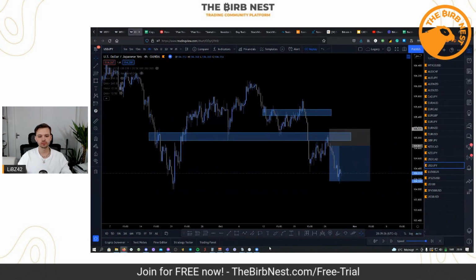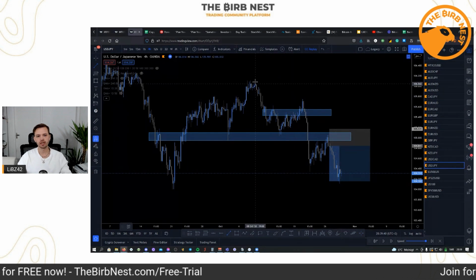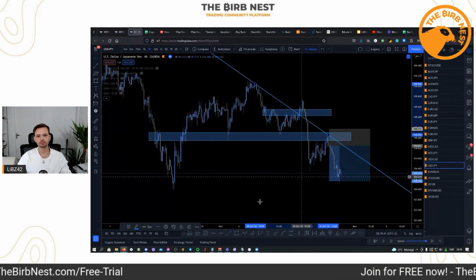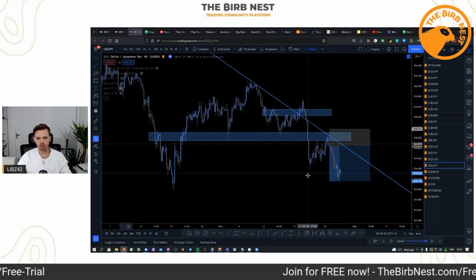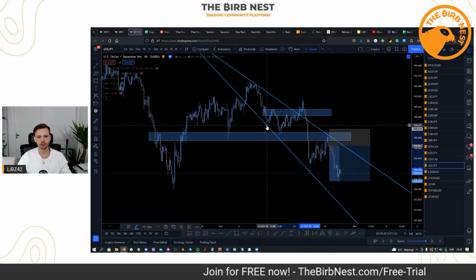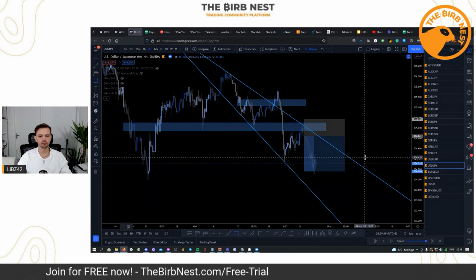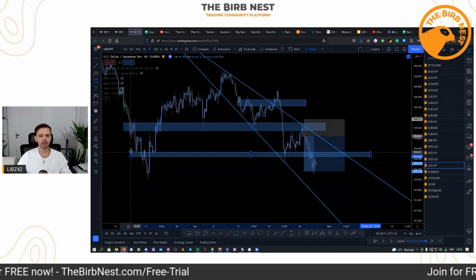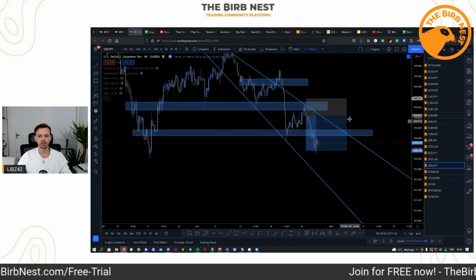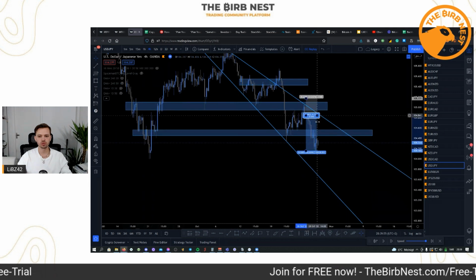Next level, you see how we have somewhat of a downtrend right here. Something like that. Obviously not correctly drawn, but who cares really? Next level above would be this area. Let's see if we can get a rejection here. And if we do, we want to go short.